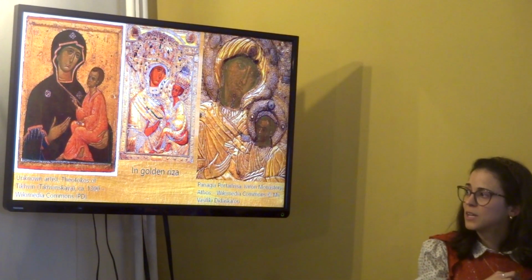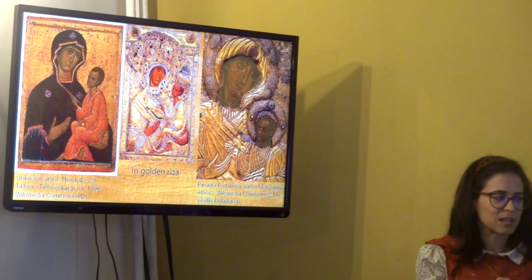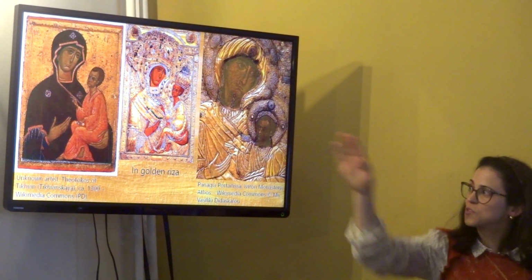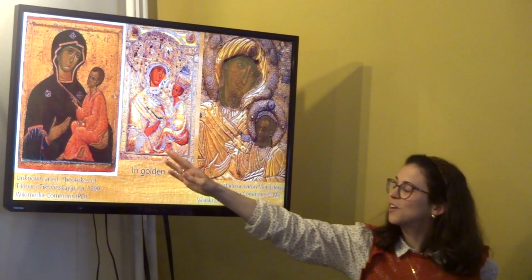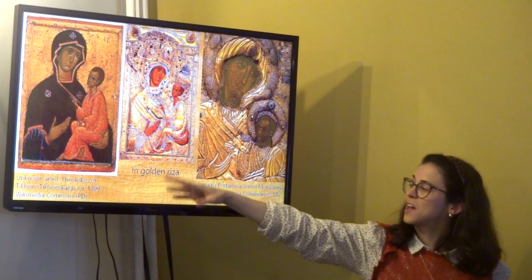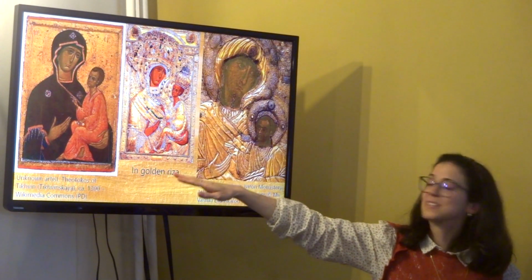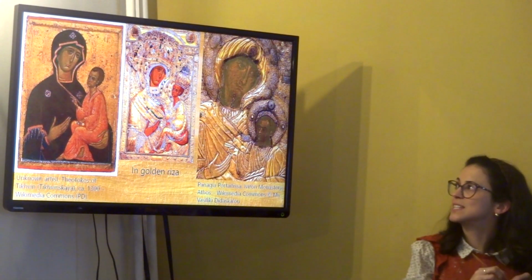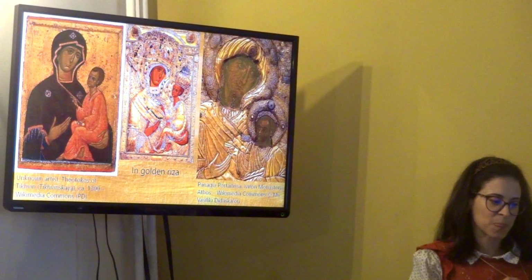Another example on the left, you have Our Lady of Tikvin, that also has a lot of devotion in Russia. The difference you can see between the original icon here and then in the middle you see the icon in that golden ritha or ritza. That is that metal case that embellishes it and protects it as well.